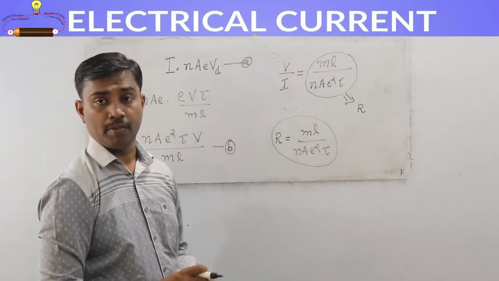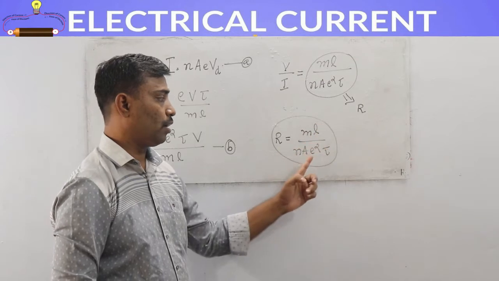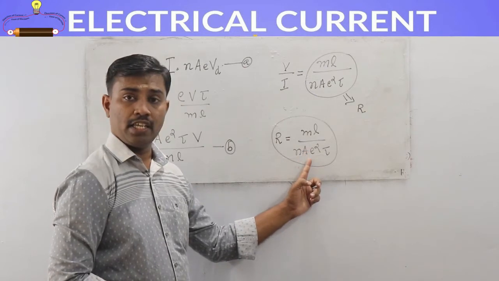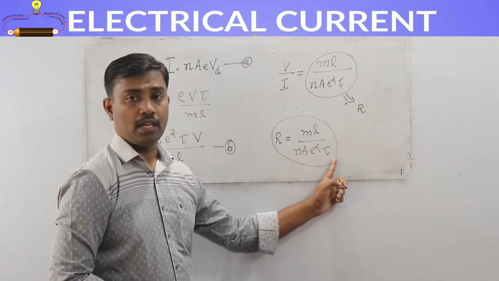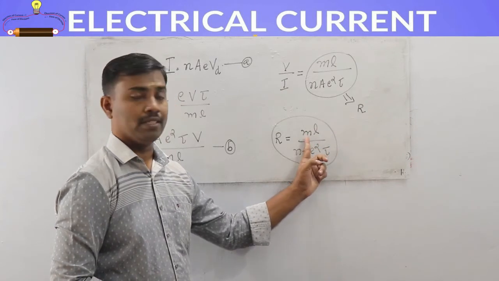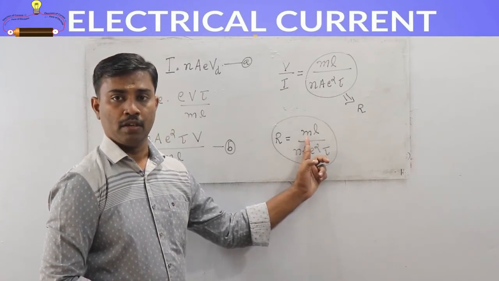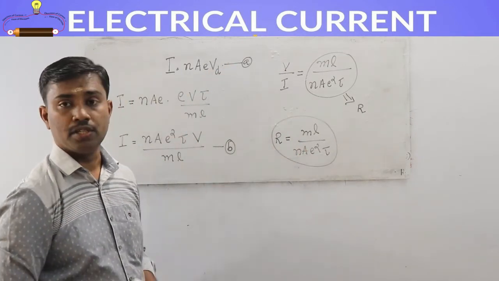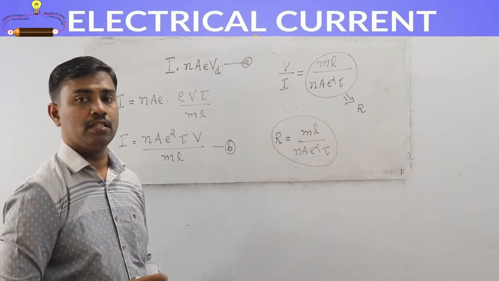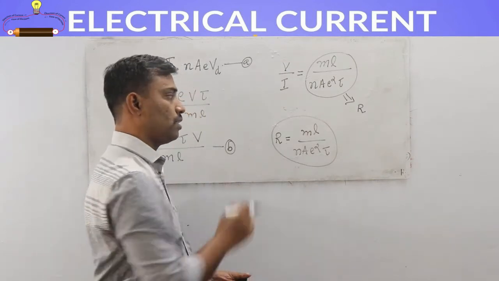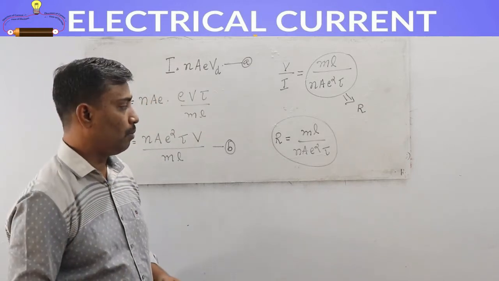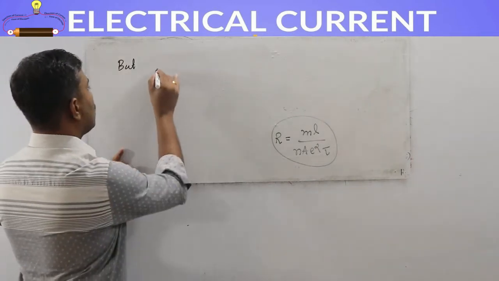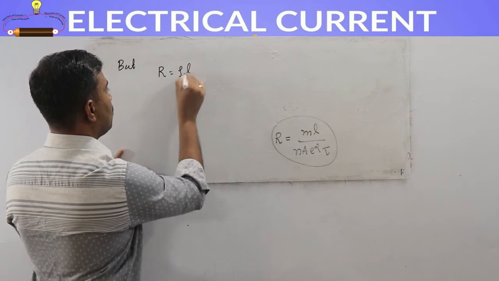So this is the equation for finding resistance in microscopic terms. R is equal to mL divided by nAe square tau. Here n is the number density, A is the area, e is the charge of the electron, tau is the relaxation time, L is the length, and m is the mass of the electron. So from the equation I is equal to nAeVd, we found an equation for the resistance of the conductor. But we know that resistance is R is equal to rho L by A.